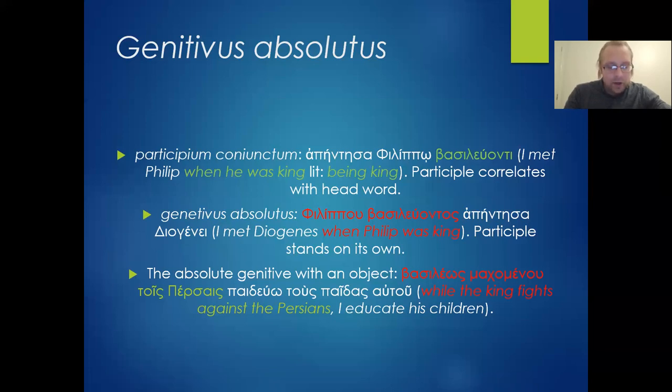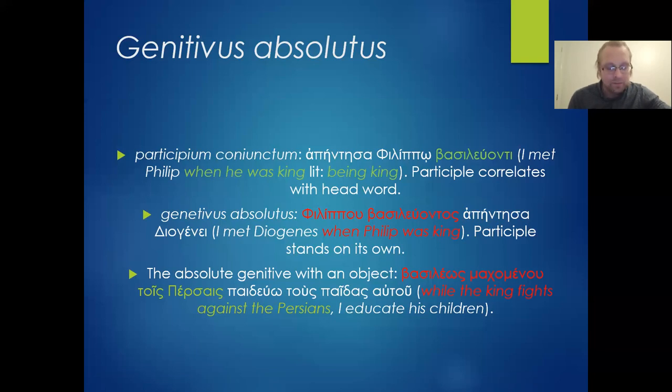And actually here, the participle in the genitive case, machomenou, also takes a dative object, this tois Persais. So this is a possibility as well. That is, the participle in the absolute genitive construction functions like a normal verb form in that it takes an object. And the reason why the object is here in the dative and not in the accusative is, of course, that machomai generally takes a dative object, which you can see if you look in a dictionary.